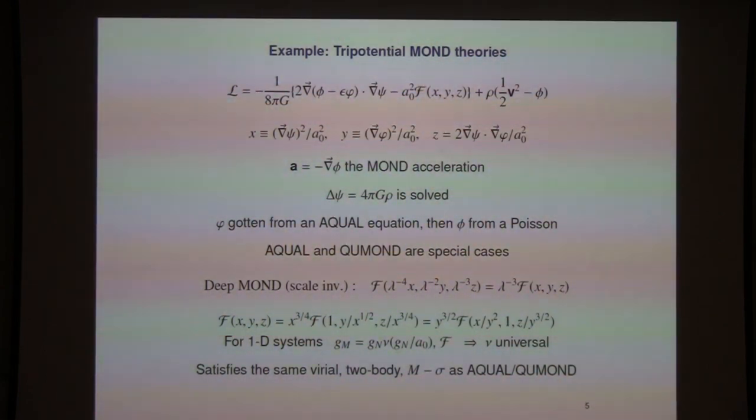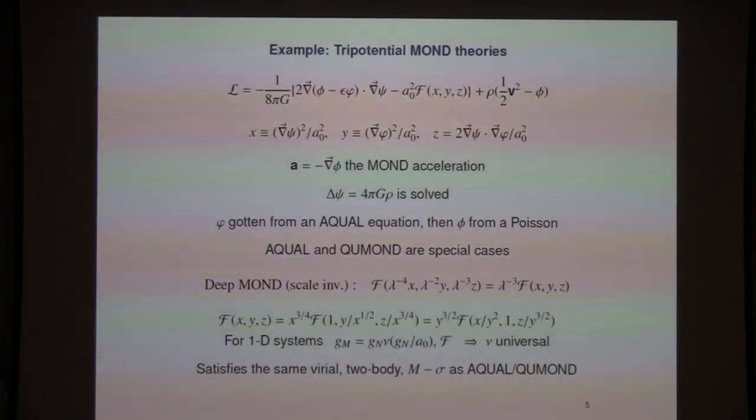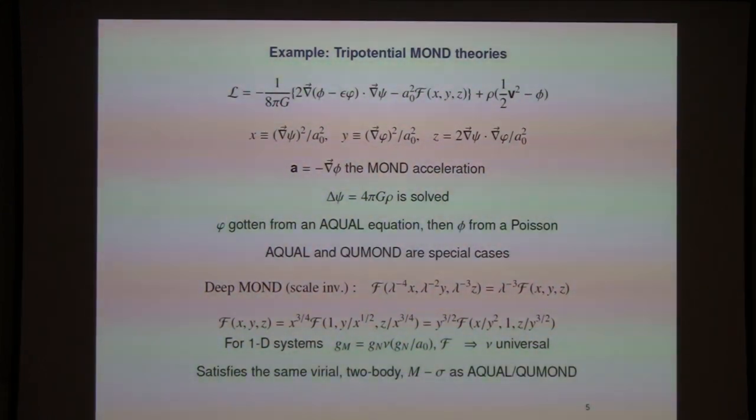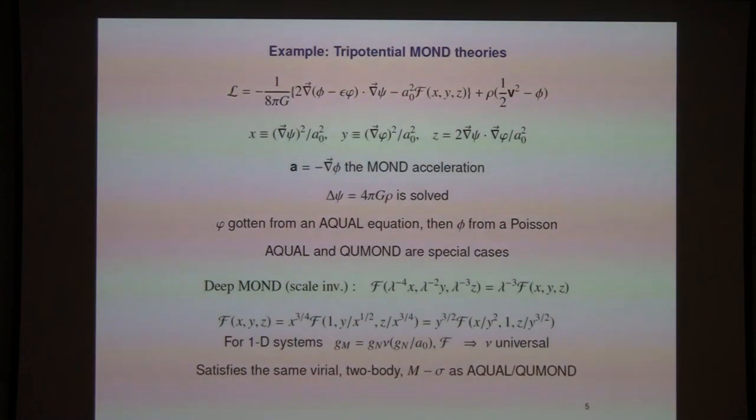There is a great affinity to QMOND and AQUAL in the sense that, for example, for spherical systems or one-dimensional systems in general, it is still the case that the MOND acceleration is a function of the Newtonian acceleration. So basically, all six theories are equivalent if you choose the same interpolating function. But in general, for non-symmetric systems like galaxies, or Z motions and so on, they make different predictions.